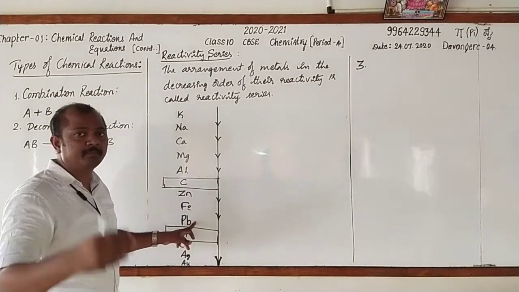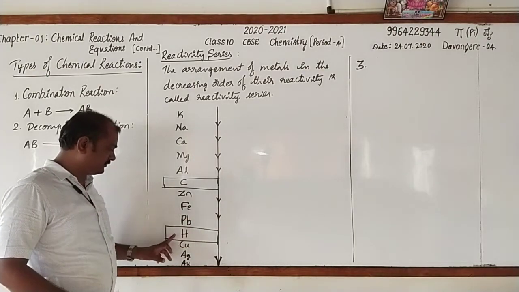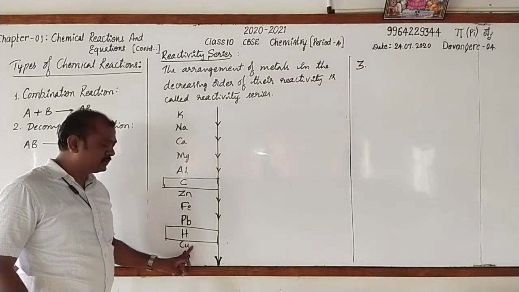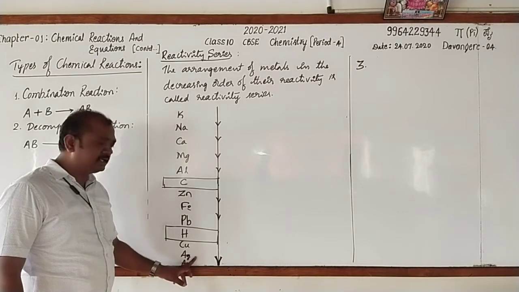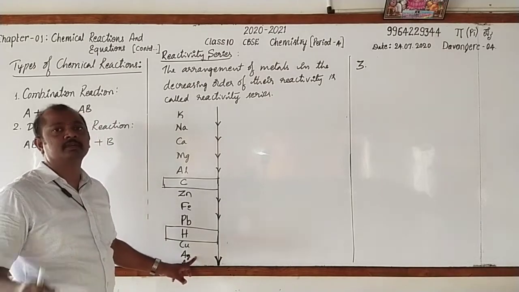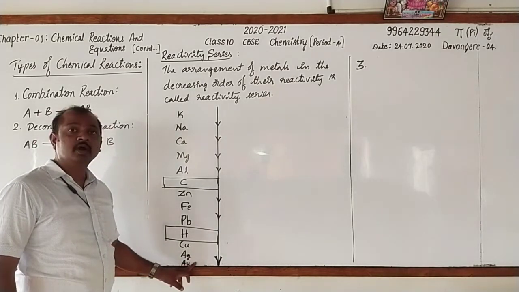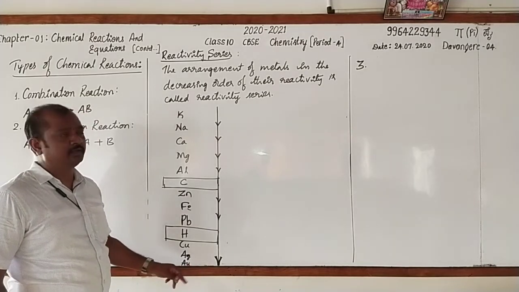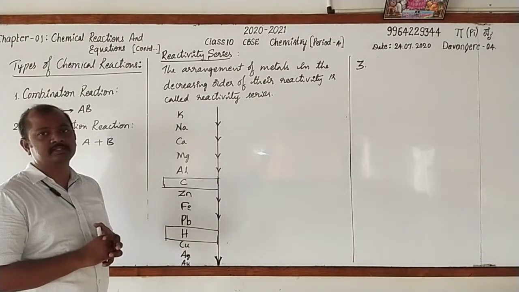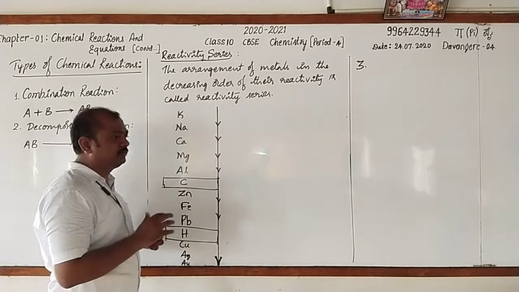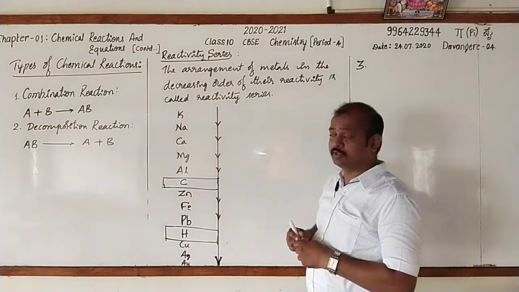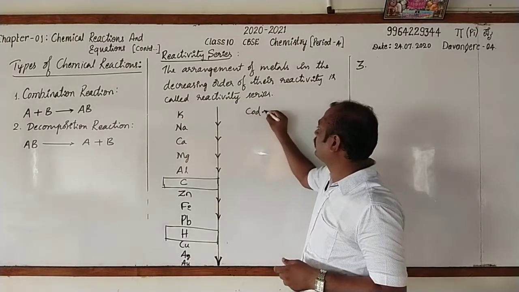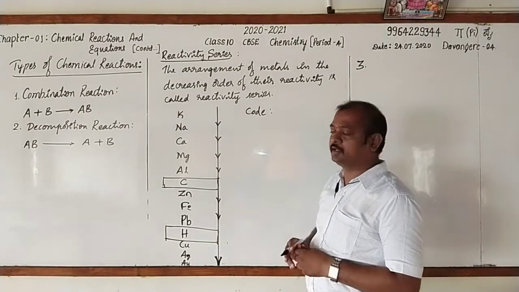Pb, plumbum, nothing but lead. H, hydrogen. Cu, it is cuprum, copper. And Ag, argentum, nothing but silver. Au, aurum, which is gold. Then how to remember these? Yes, for that we can take a simple code to remember these in the order.